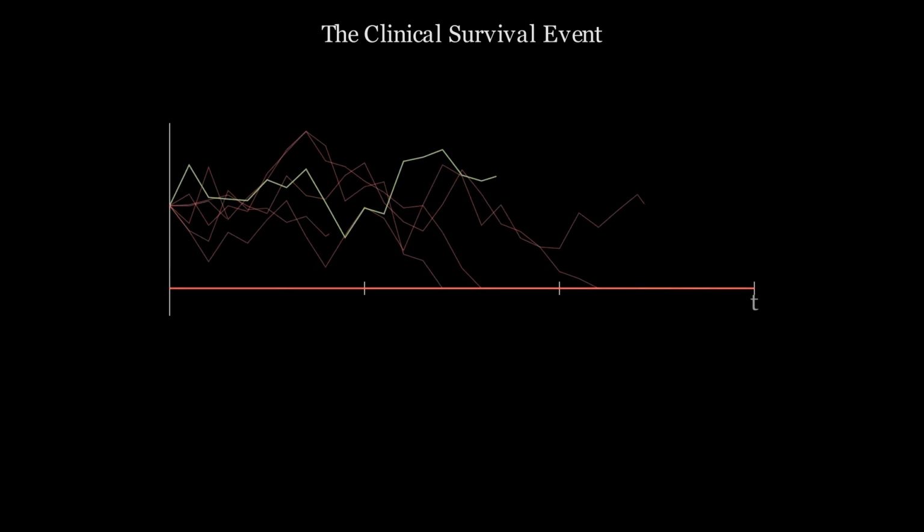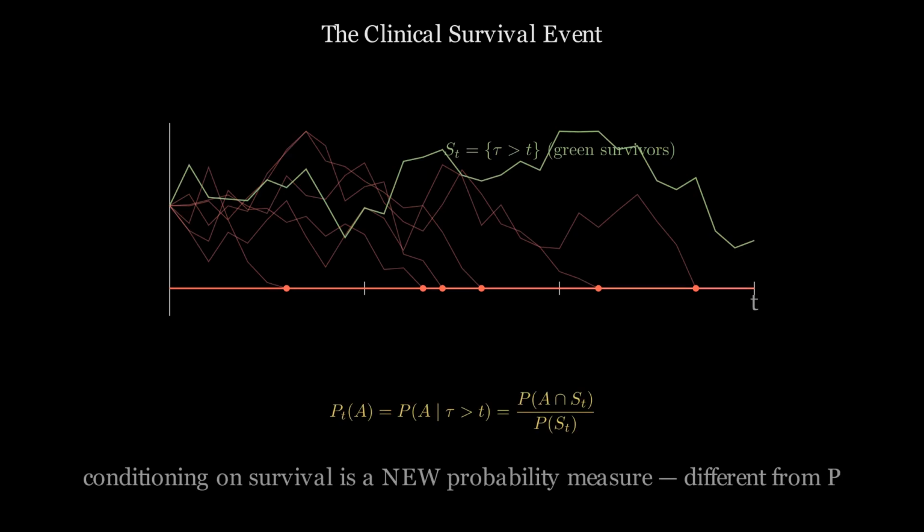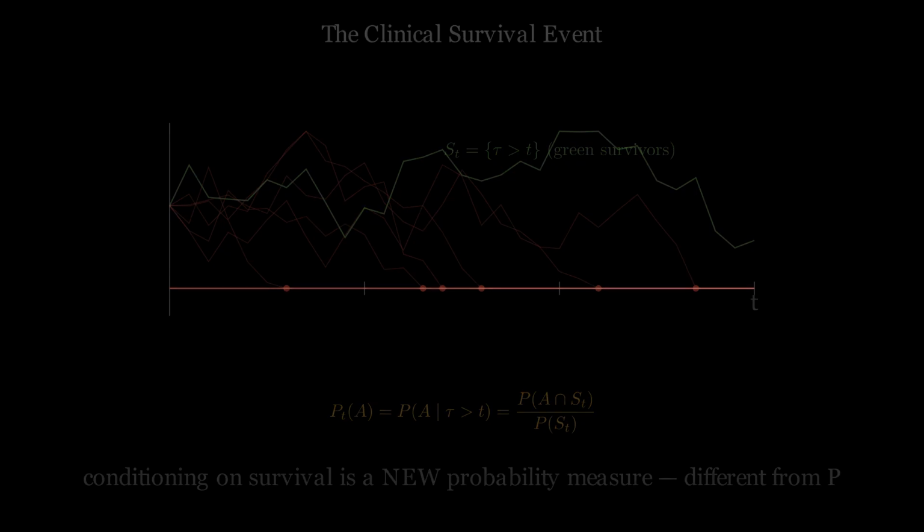Conditioning on this event creates a new reference population. This new population assigns 0 probability to absorbed patient trajectories. All probability mass is redistributed among the surviving patients. The denominator is the survival probability, which shrinks as time progresses. This is not a correction for measurement error. It is a change of the patient population being studied.